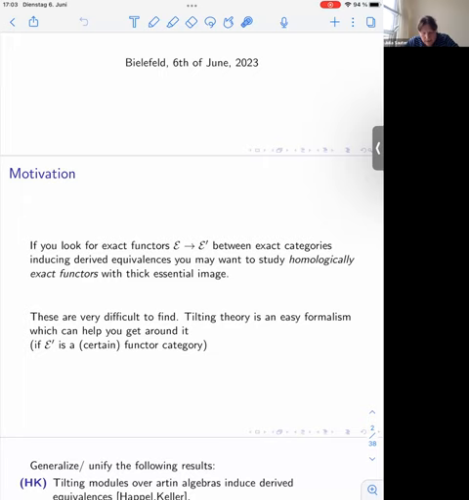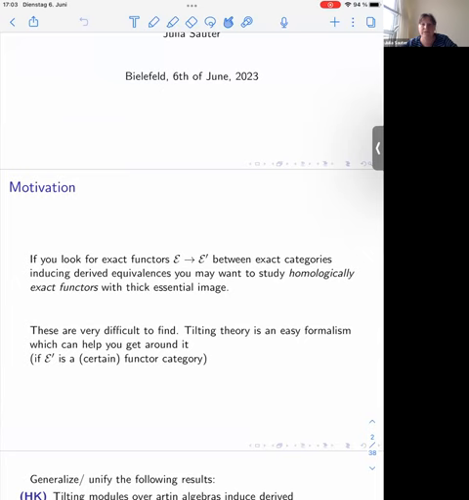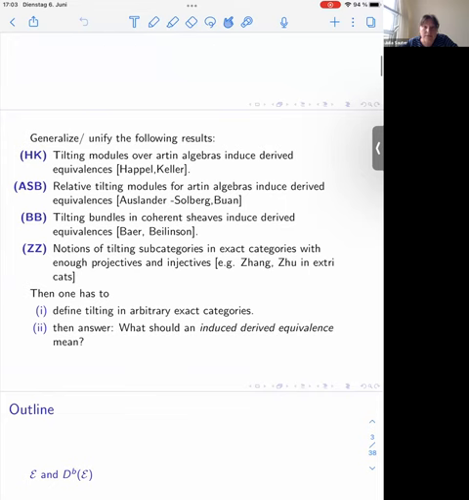The problem with this is it's very difficult to find. And tilting theory for me is the easiest situation how you can get around this. It's in formalism, but you have to restrict to the situation that the target category is a certain functor category. As you know it from modules over rings, that's the thing which generalized. And the only downside is it doesn't always work. One has to find out the situation precisely when it works. And so these are the motivations, these are the situations which I know where this tilting leads to derived equivalences.